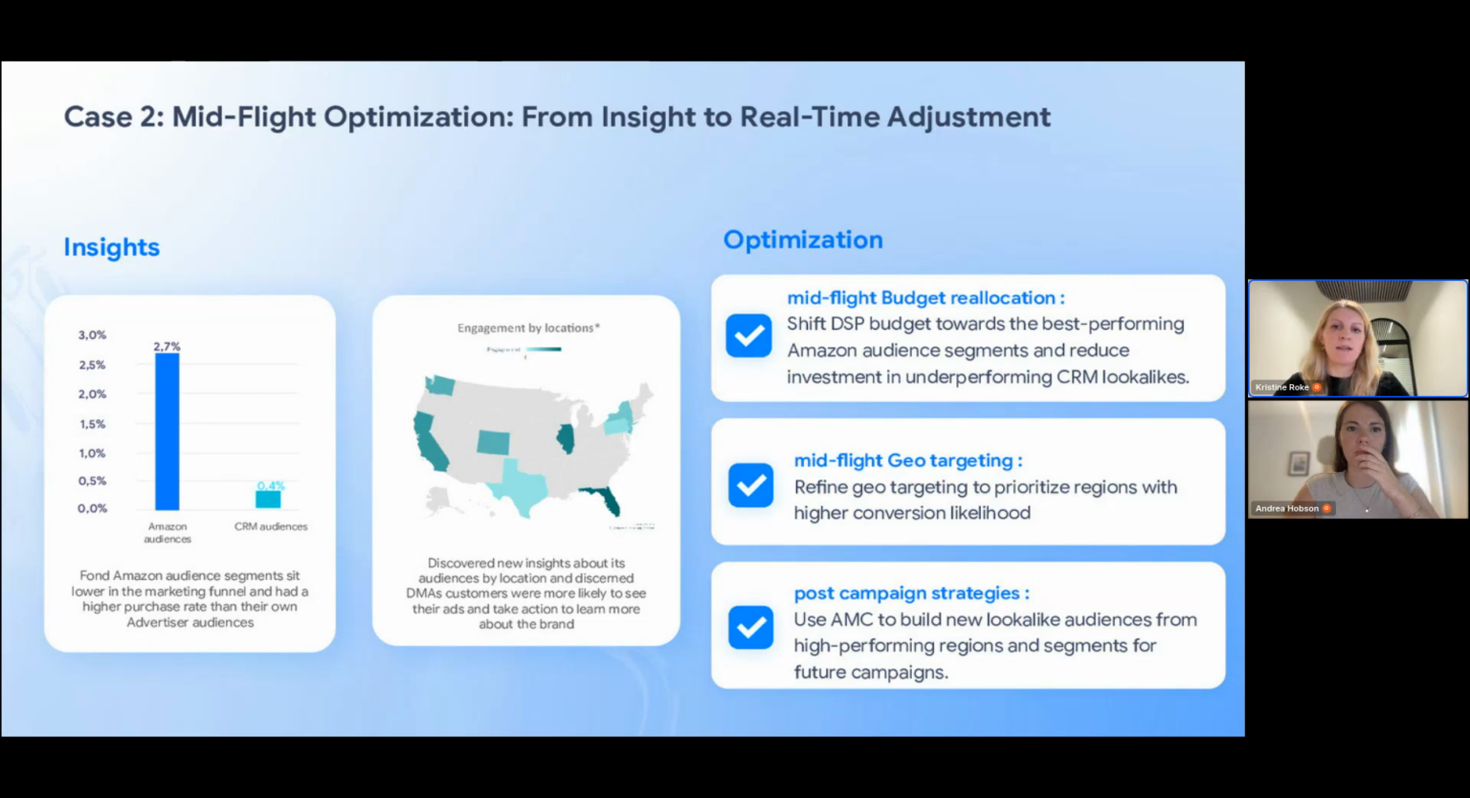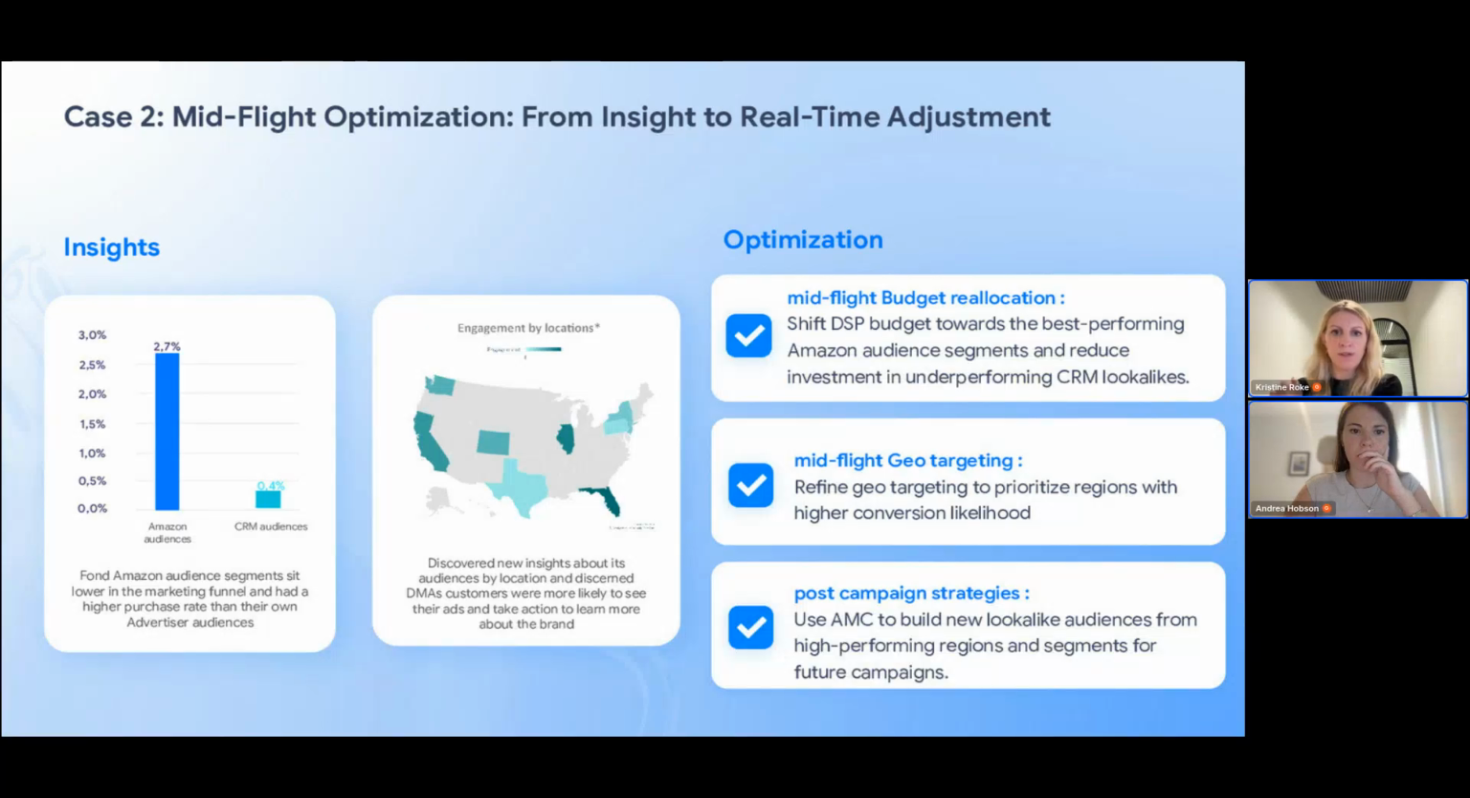So this is a great example of how AMC enables real-time campaign optimization, and it's not just a post-campaign reporting tool. It's a way to adjust and refine your strategy while the campaign is live, ensuring every impression is distributed effectively and the budgets are spent in the best way.